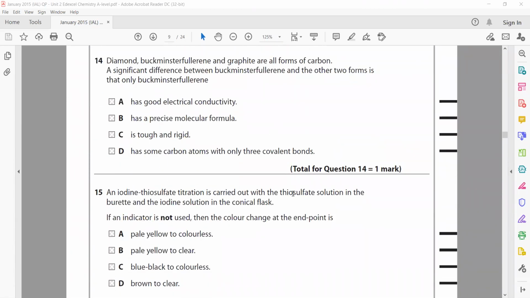Question 14, diamond, Buckminster fullerene and graphite are all forms of carbon. A significant difference between Buckminster fullerene and the other forms is that only Buckminster fullerene has a precise molecular formula, C60. It has a fixed number of carbon atoms, but graphite and diamond do not have a fixed number of carbon atoms.